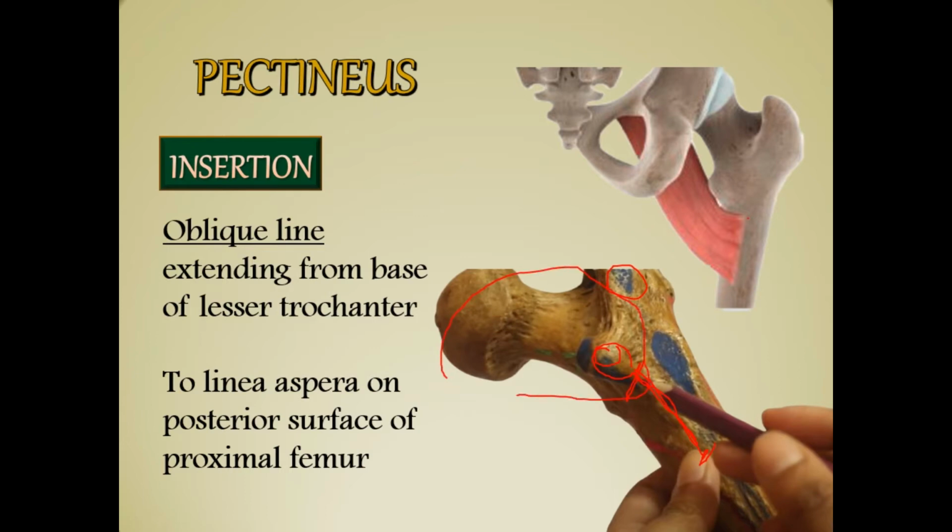So the oblique line extends from the base of the lesser trochanter to the linea aspera on the posterior surface of the proximal femur. This is the insertion point, and you can see in the picture above, this is the lesser trochanter, this is the greater trochanter, and this is the base of the lesser trochanter till the linea aspera, this is the oblique line. So pectineus inserts on the oblique line on the posterior aspect of the proximal end of the femur.